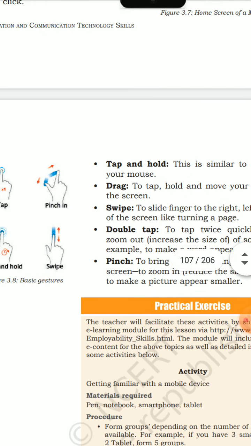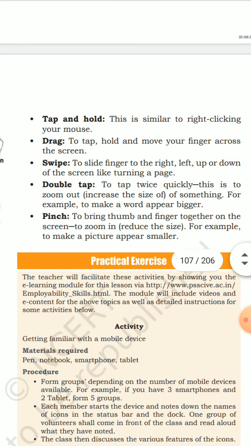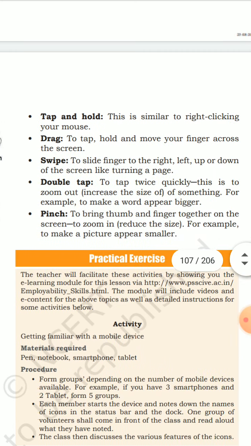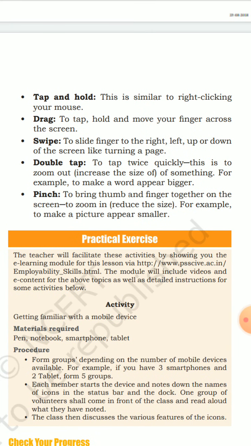Drag is similar to mouse dragging, which I already taught you in Part B of the 9th class syllabus. That means tap and hold and move your finger across the screen. Swipe means you just use the finger to go right or left, as I'm doing here. There are multiple directions of the swipe: up, down, right, left, or diagonal up, diagonal down, it's up to you.